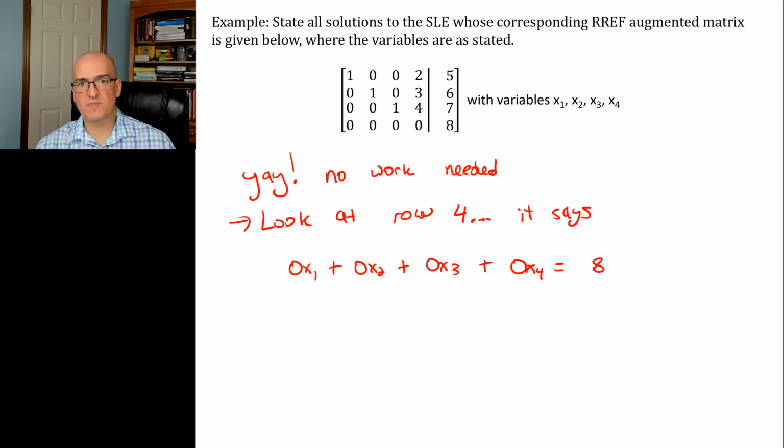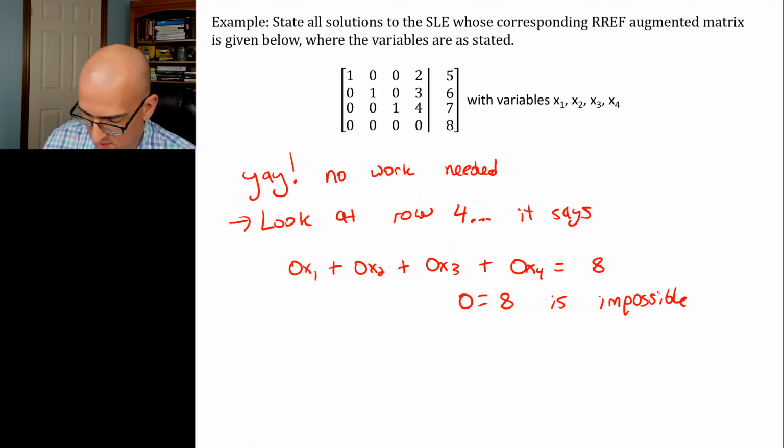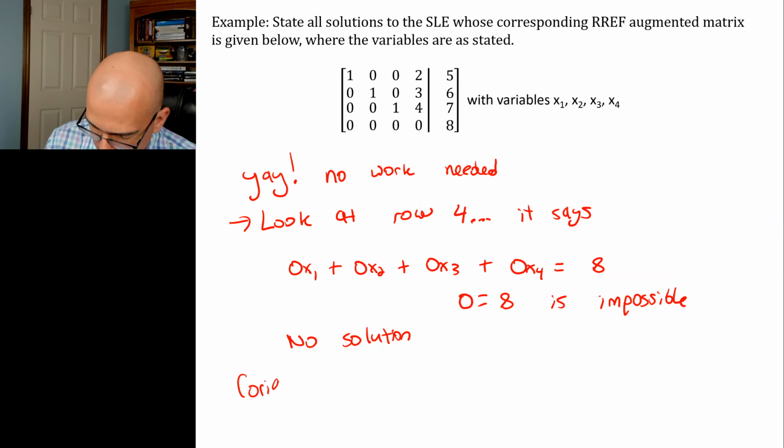You're multiplying all those pieces by 0. All you're ever going to get on the left-hand side is 0. This says that 0 is equal to 8. 0 equals 8 is impossible in the past, in the present, and in the future. So no solution. Original SLE must have been inconsistent.